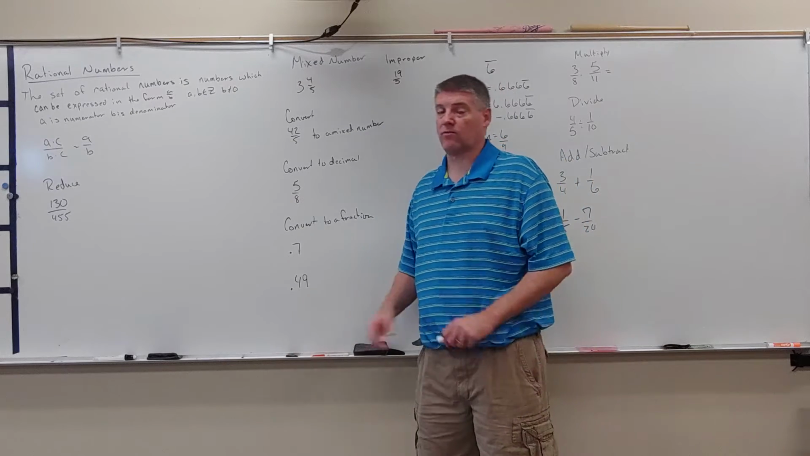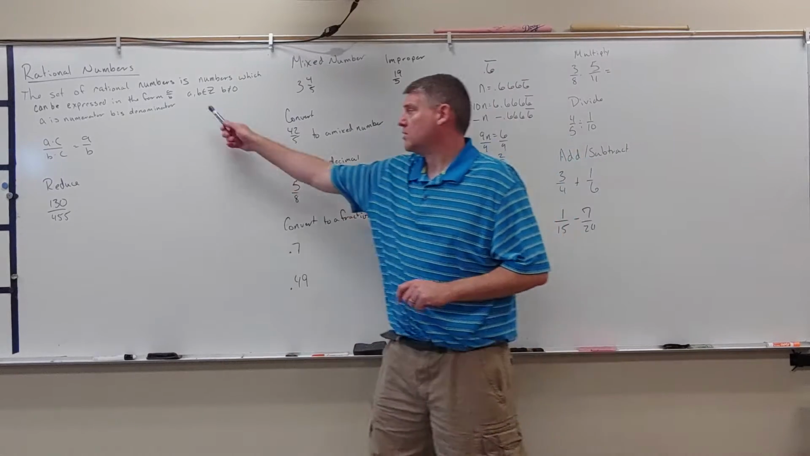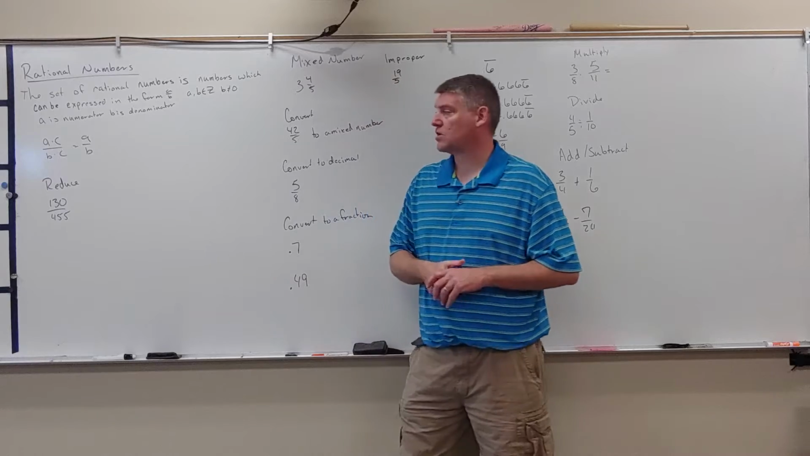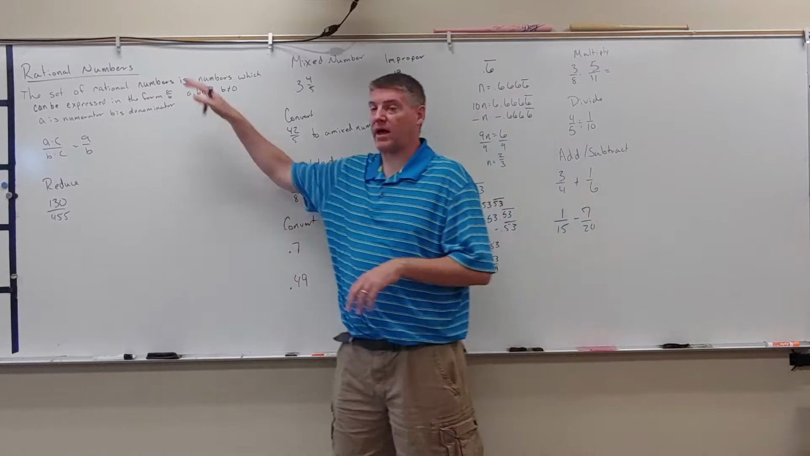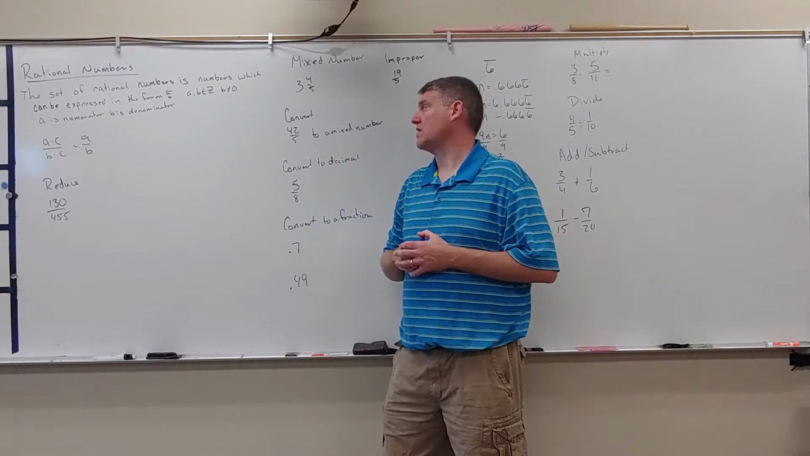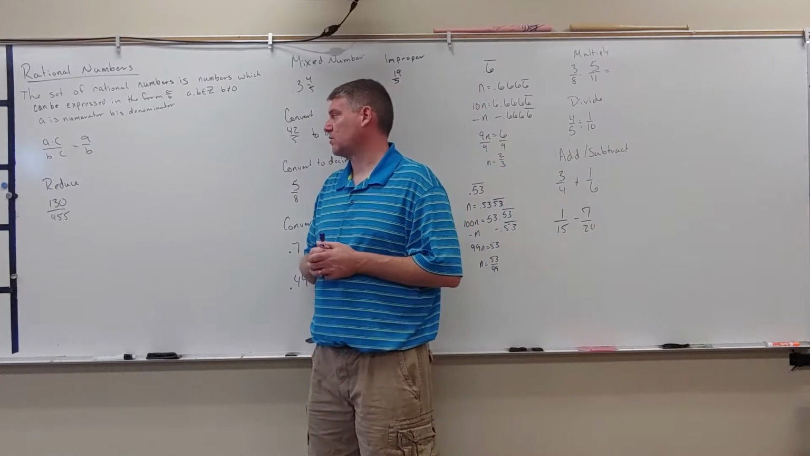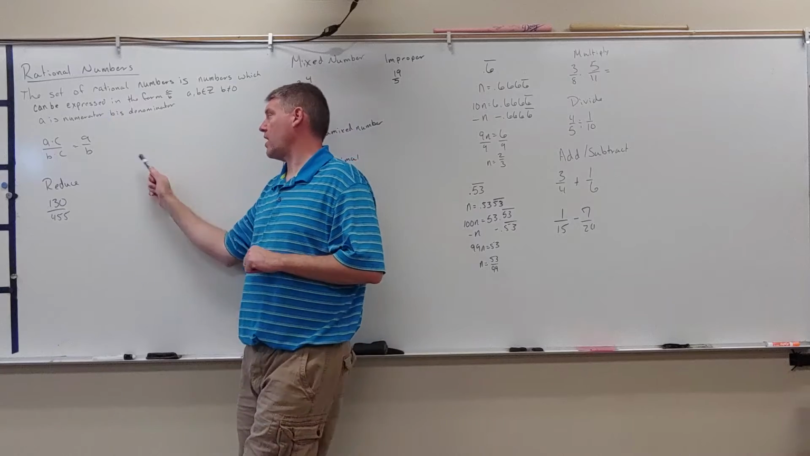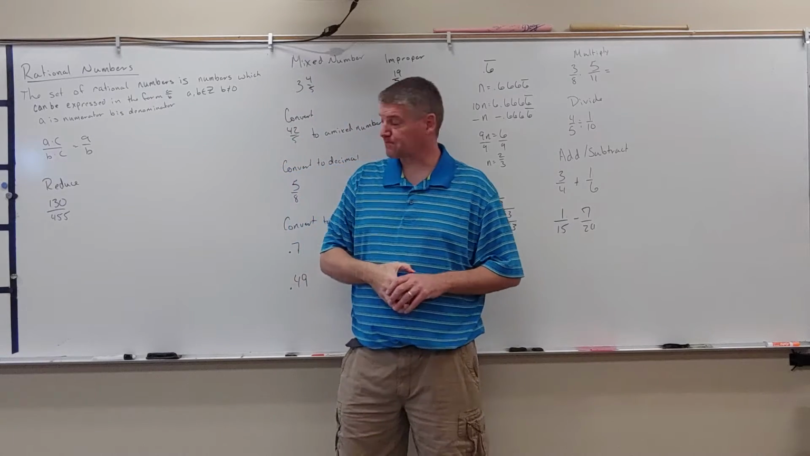All right, we're going to talk about rational numbers today. So the set of rational numbers is numbers which can be expressed in the form a over b, so that fraction, where a and b are elements of the integers and b does not equal 0. A is called the numerator, b is called the denominator.